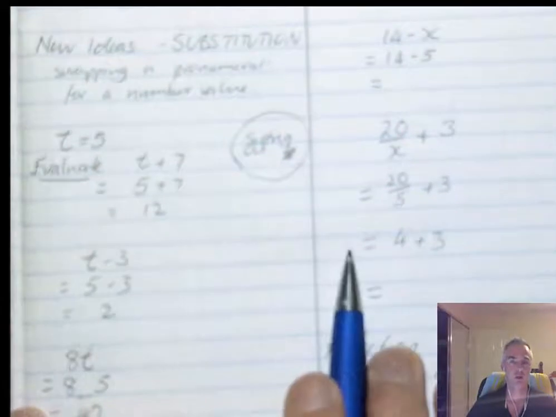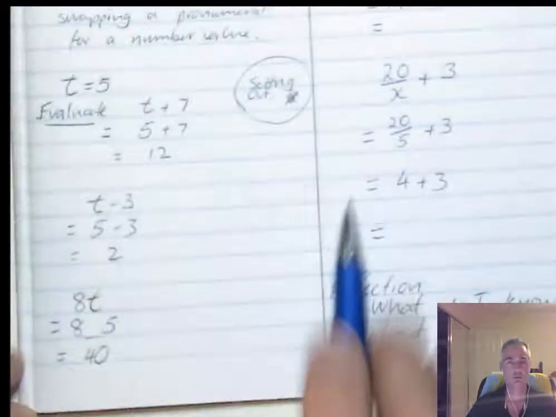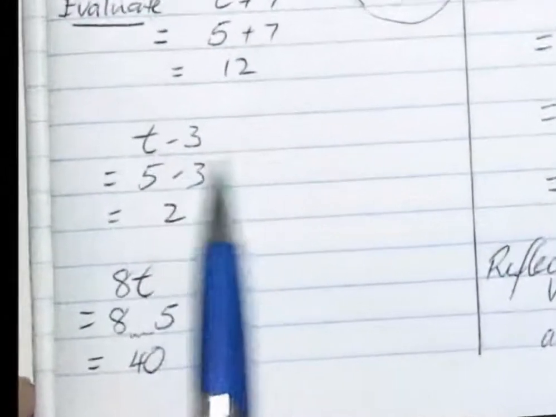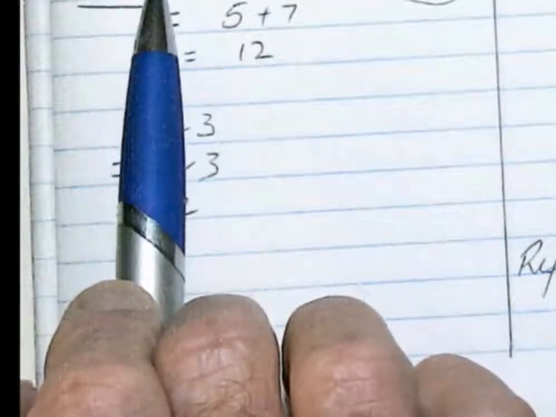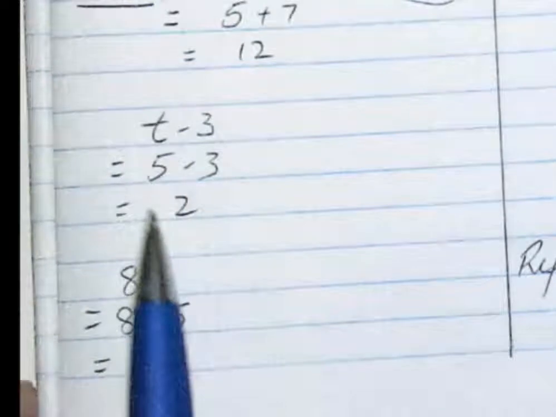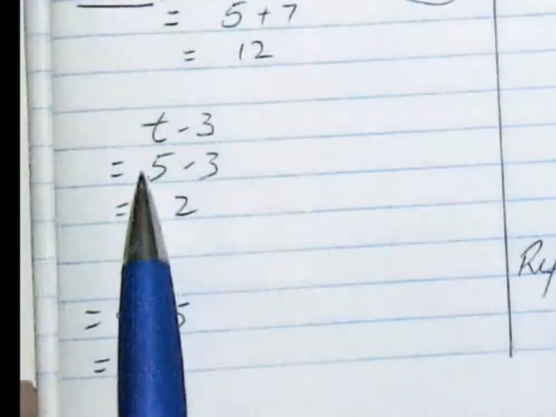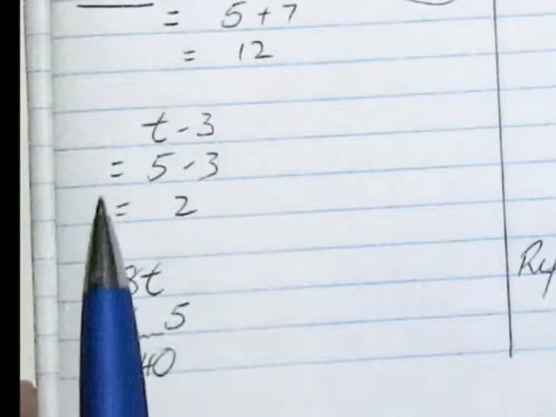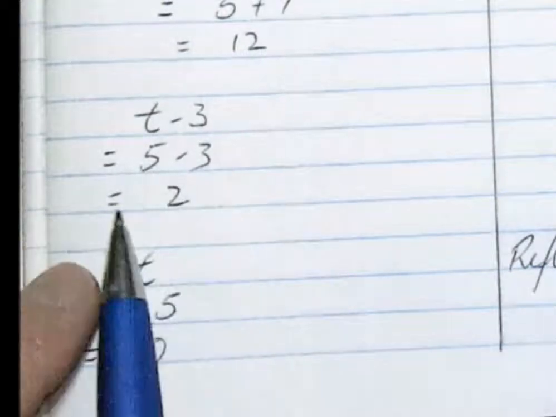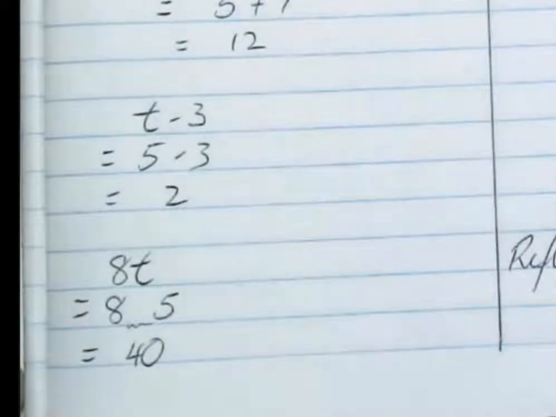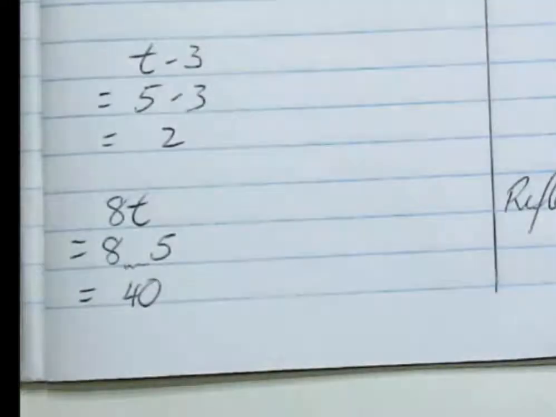My next one is a minus, and it says t minus 3. Now t still equals the number 5. So I swap out the t and put in the 5. t minus 3 equals, on the next line, 5 minus 3 equals 2. There's the answer. Nice and simple. So we're substituting, we're swapping the letter for the number.